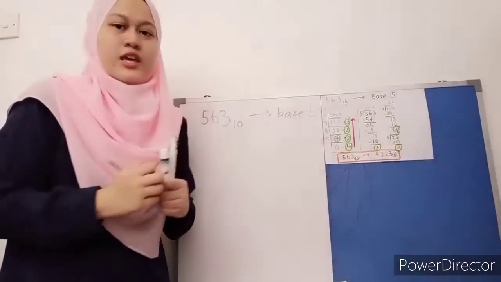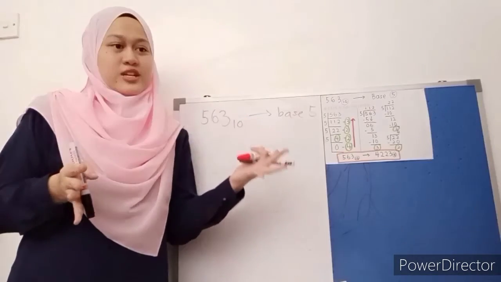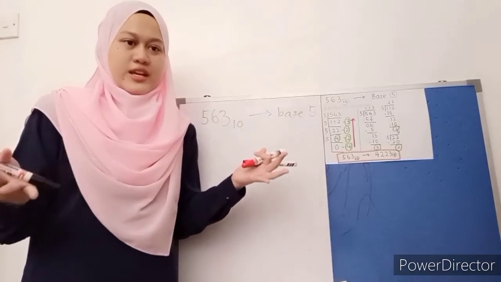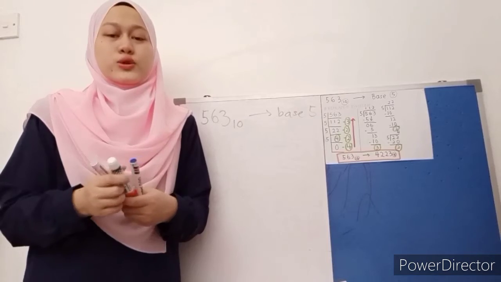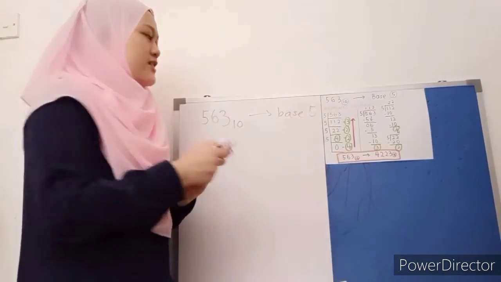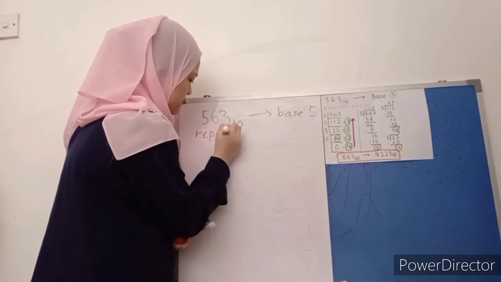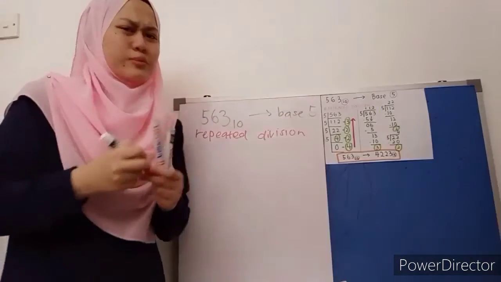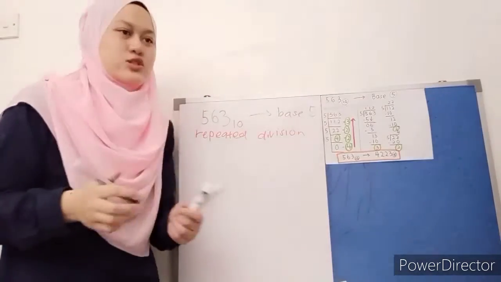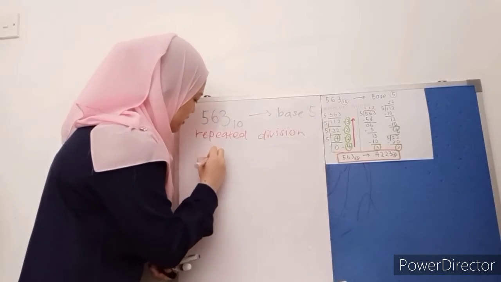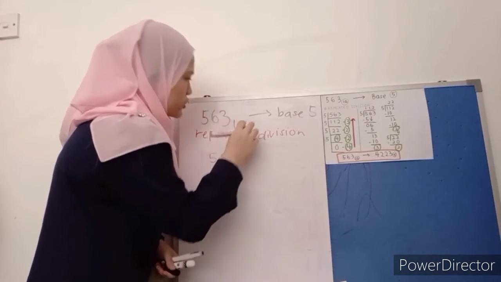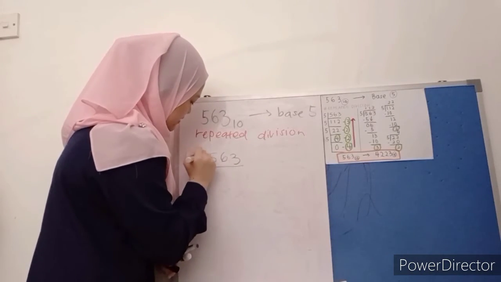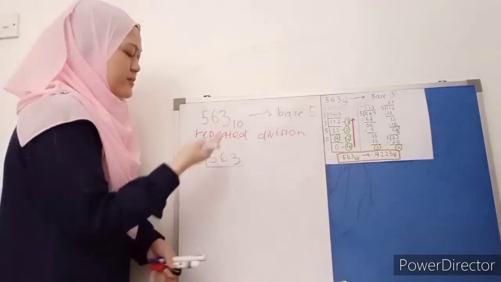In order to convert from number base 10 to the other number base, either 5, 4, 3, or 9, you need to use repeated division. So how will you do it? As you need to convert 563 base 10 to base 5, you need to divide it by 5. This is the process.